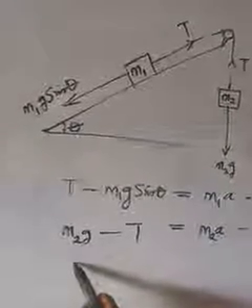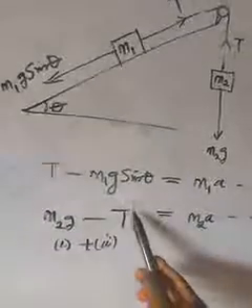In order to determine this, we have to solve these two equations simultaneously. Let's add the two equations. You can say equation 1 plus equation 2. By doing that, tension will cancel tension. So we now have M2G minus M1G sine theta is equal to M2A plus M1A.